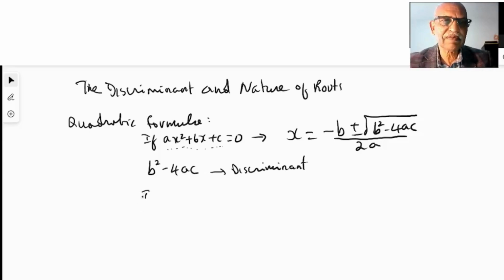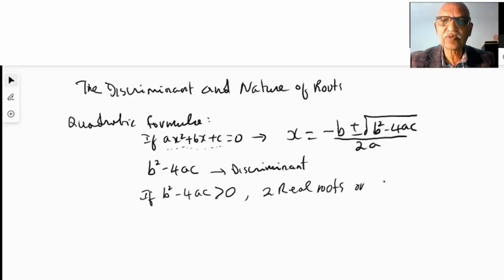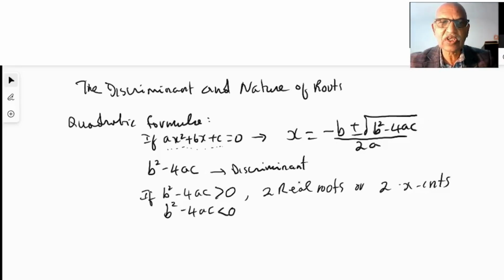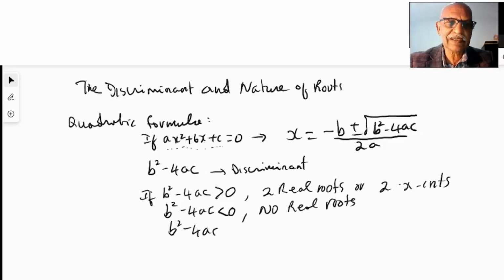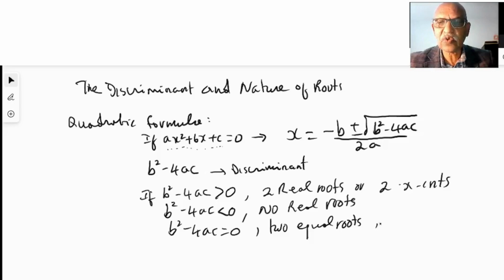Now if b squared minus 4ac is greater than 0, more than 0, then we say two real roots, or two x-intercepts. If b squared minus 4ac is less than 0, which is negative, I cannot have a negative under the square root. Therefore, I do not have real roots. No real roots. They are imaginary. If b squared minus 4ac is equal to 0, we have two equal roots, or only one same root, or we say one x-intercept.